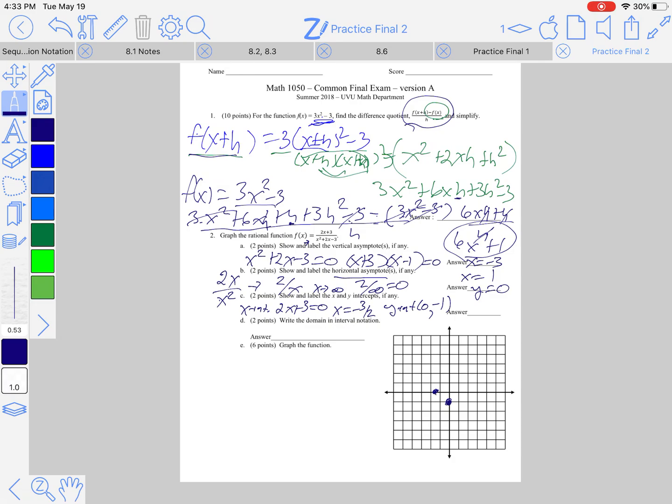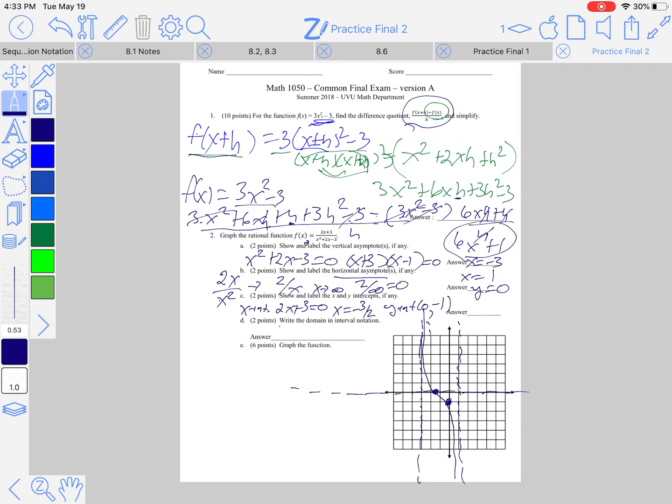I have a horizontal asymptote at y equals 0. Vertical asymptotes at negative 3 and 1. Let's see, there's negative 3 and 1. So this thing looks like this. It goes down, comes up, and goes up. Now the question is, out here, is it above or below? I would pick a value like negative 4 and plug it in to see.